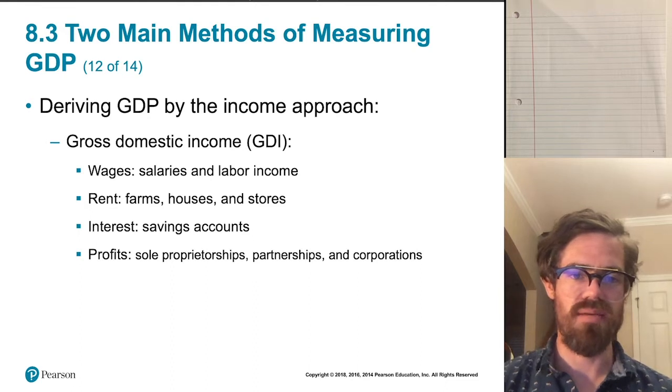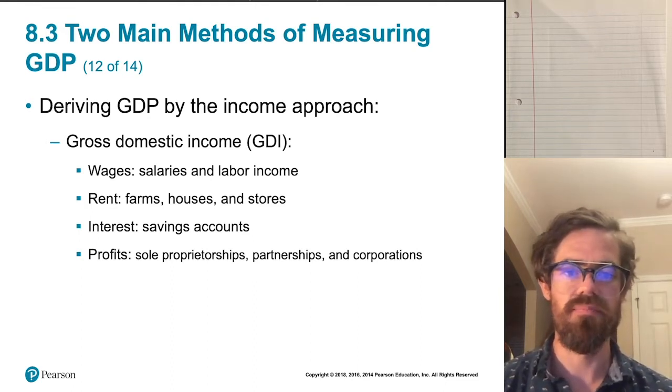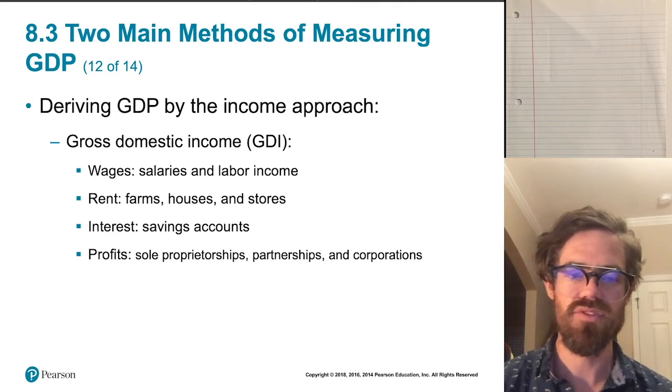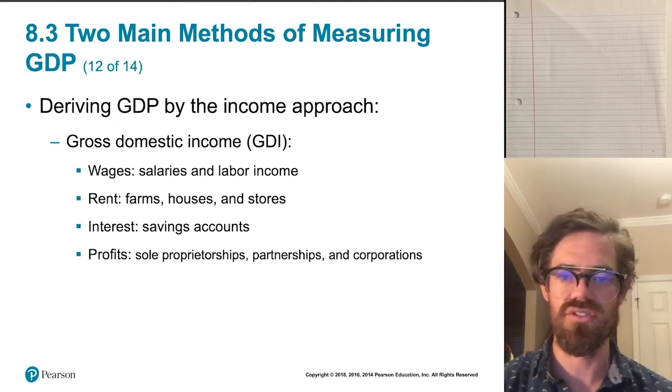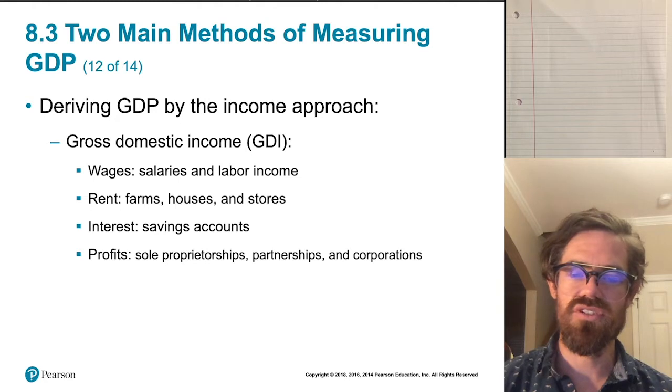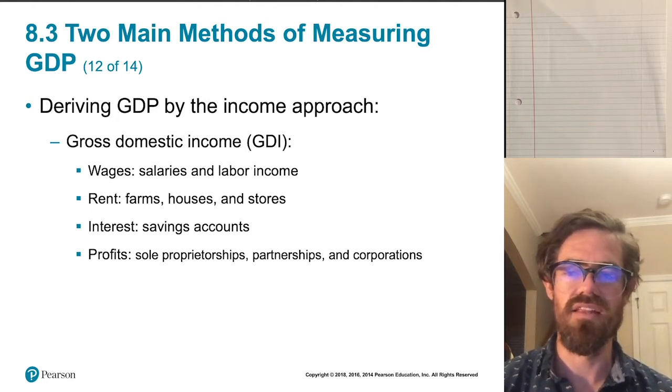Okay, so here's some examples. Wages, right? So salaries, labor, income. So this is the one most of us are familiar with. Rent. So this is rental payments for things like farms, land, houses, stores, buildings, all those sorts of things. Then there's interest, which is basically income payments to people that loan money. So this could be like a savings account.